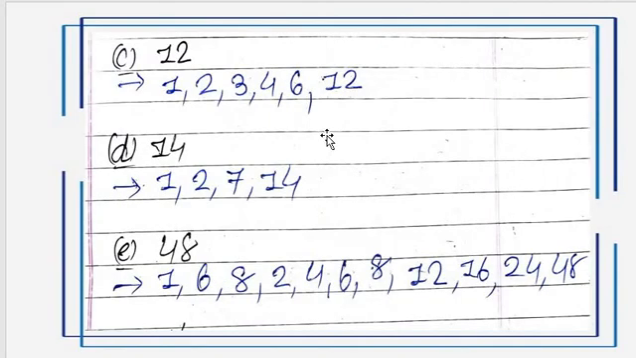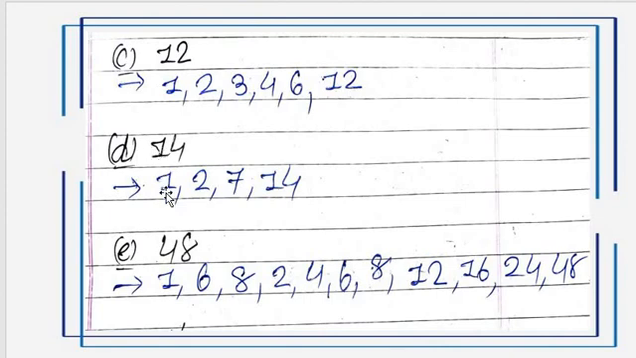Now question C, 12. 12 ones are 12. Then 2 6s are 12, so 2 and 6 both are factors of 12. 4 3s are 12 and 3 4s are 12. 6 2s are 12, as like that. Understood, my dear students? I hope you all understood.